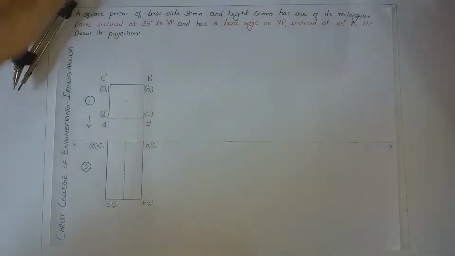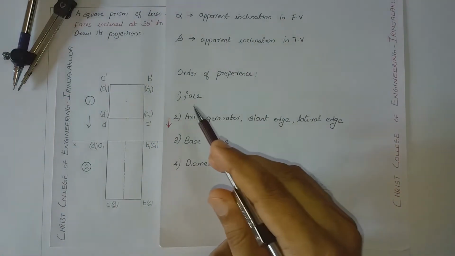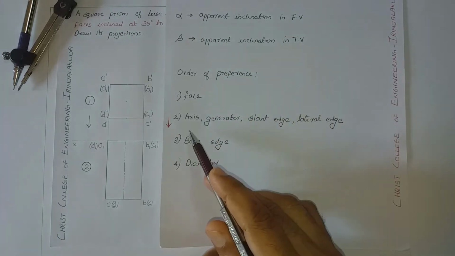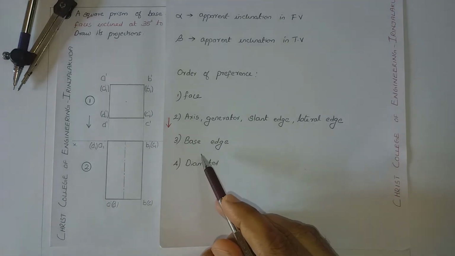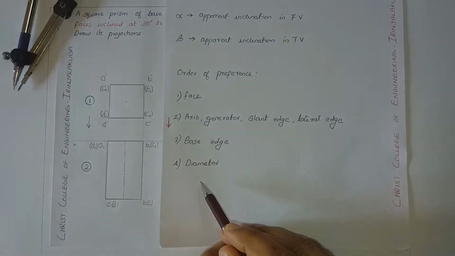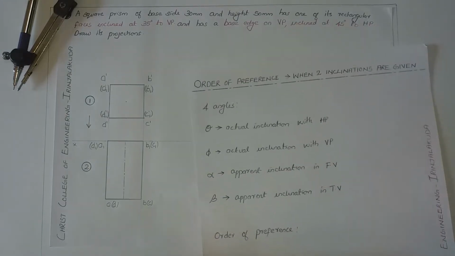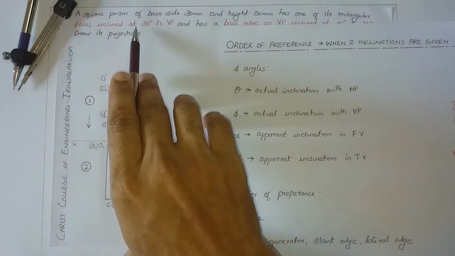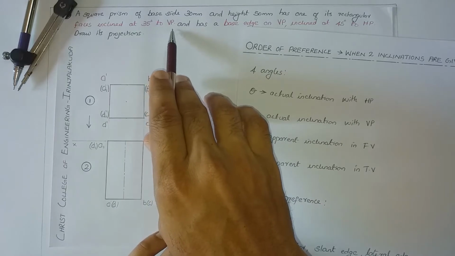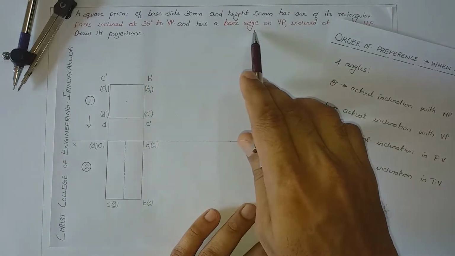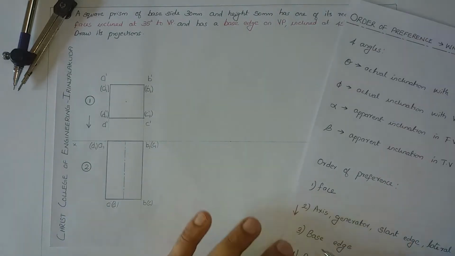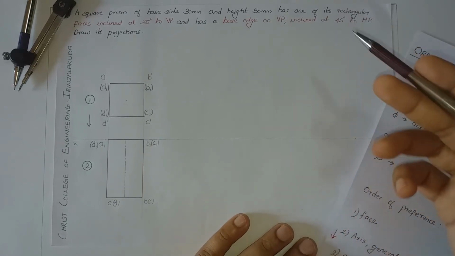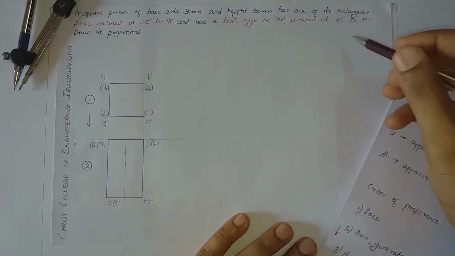For that we will be using the order of preference. As per the order of preference, first preference is for face, second is for axis, generator, etc. Third preference is for base edge, and the fourth preference is for diameter. In our question, one inclination is mentioned with respect to face, so first preference is given to it, and this 35 degree with respect to VP must be applied first. The second inclination is with respect to base edge, which has the third preference, so this 45 degree with respect to HP is to be applied second.